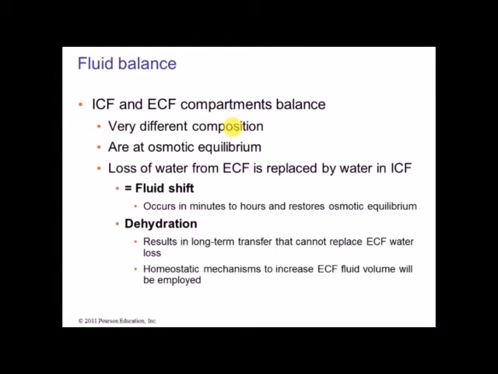In extracellular fluid, sodium, chloride, and bicarbonate are the principal ions. In intracellular fluid, we're looking at potassium, magnesium, phosphate, and some protein ions that are present. But they are at an osmotic equilibrium when it comes to the amount of ions, or solute, that are present.